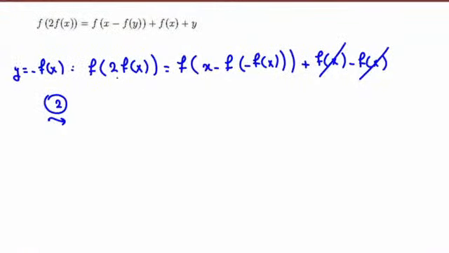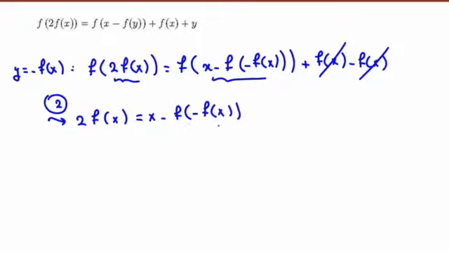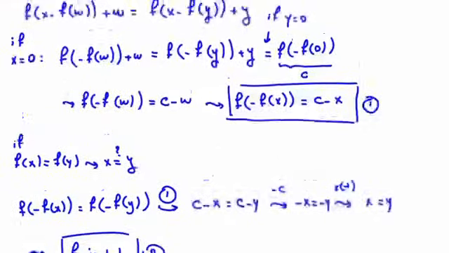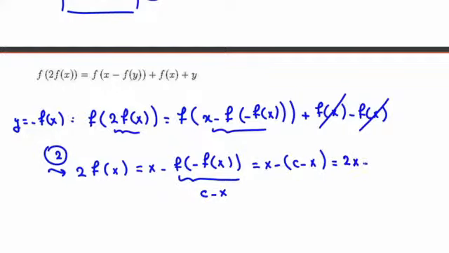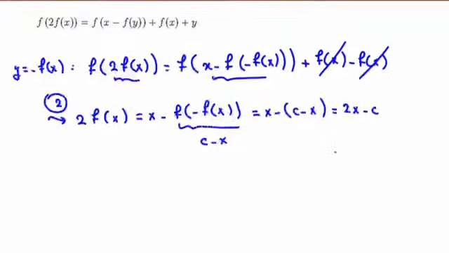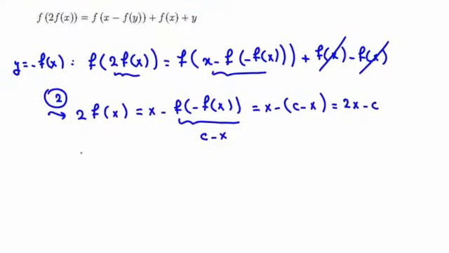Now here, because f is 1 to 1, we can say insides are equal. So 2f of x equals x minus f of negative f of x. And for this one, by the first thing we've reached, f of negative f of x is c minus x. So here you can say c minus x, so it is x minus c minus x. So it will be x minus minus x, 2x minus c.